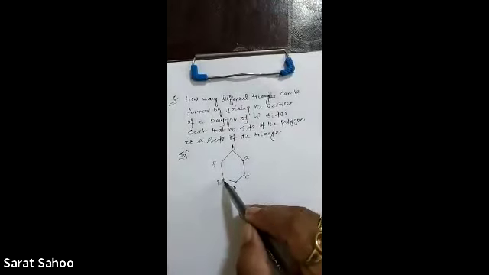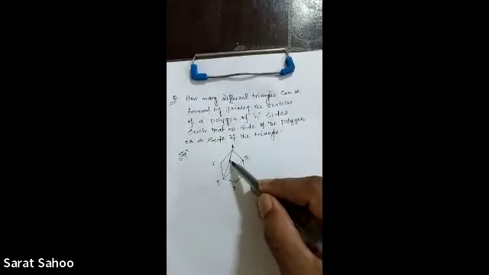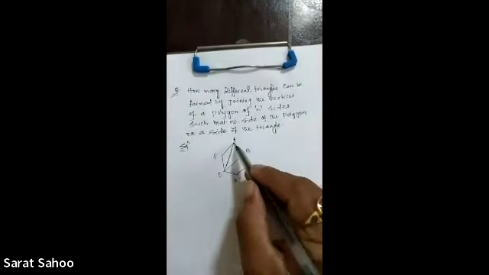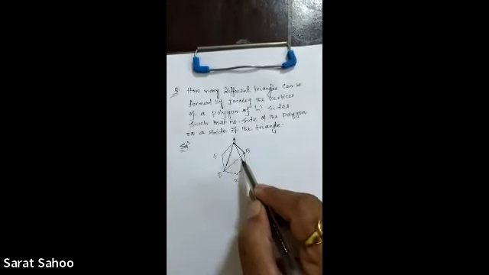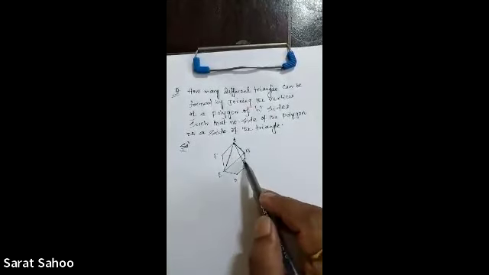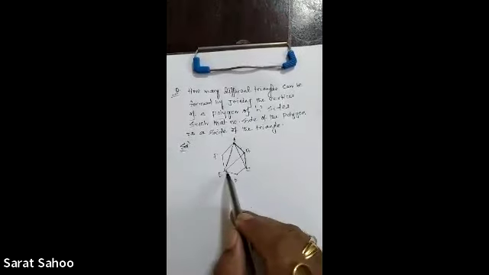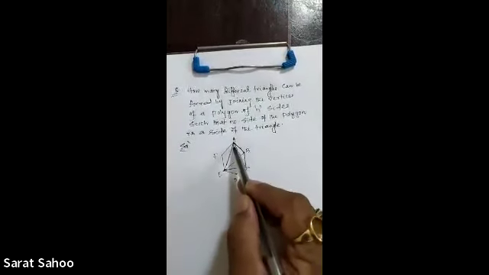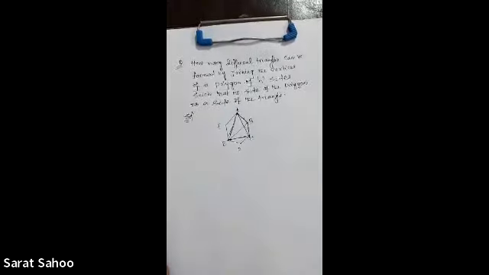If you join A, B, E, that will give you a triangle in which one side of the polygon is a side of the triangle, right? If you join A, B, C, that is another type of triangle, in which two sides are sides of the polygon. If you join A, E, C, no side of the triangle is a side of the polygon.